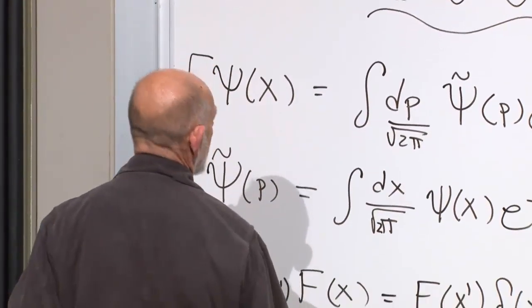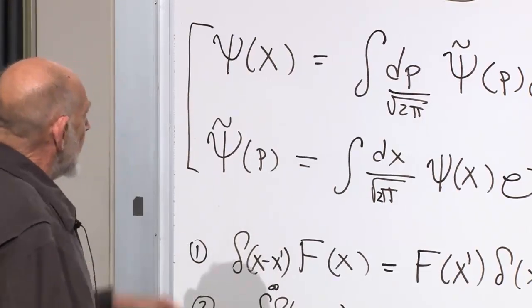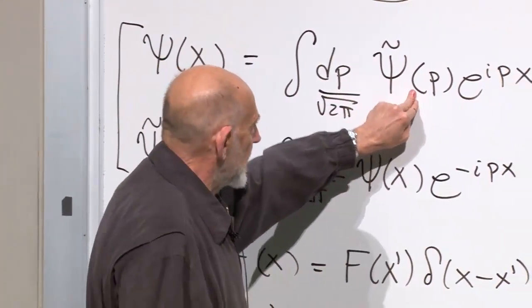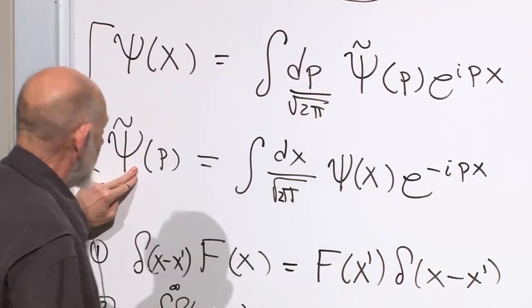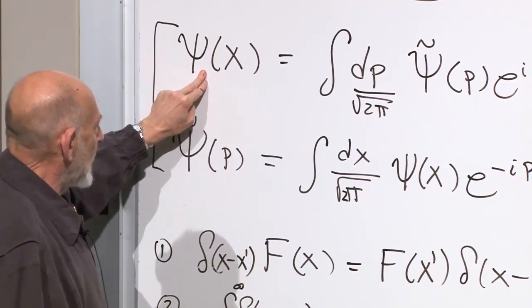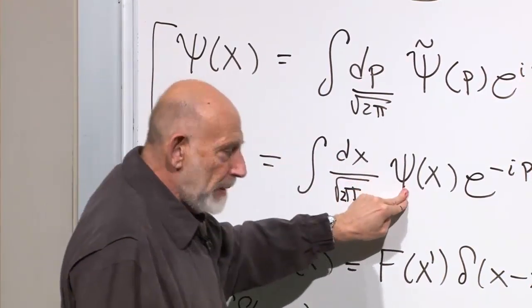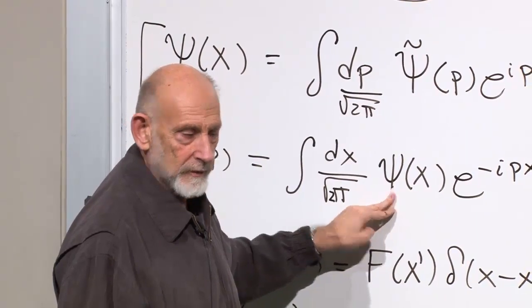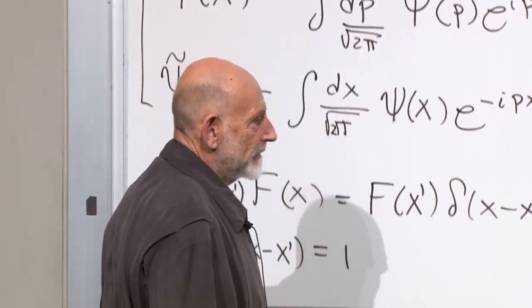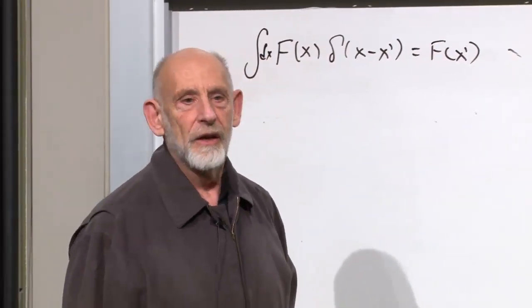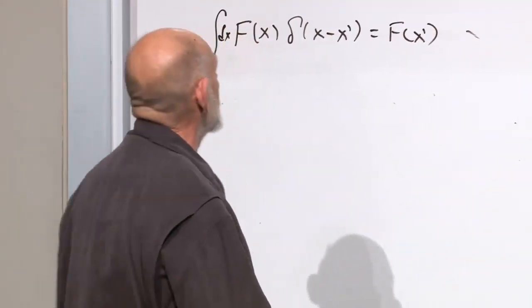Okay, now what I want to do is take the two top equations and put them together. I'm going to write that psi of x is equal to this thing, but then I'm going to plug in the second equation and re-express psi of x back in terms of the function psi of x itself. And let's see what we get. Either we'll get something completely trivially stupid, or we will learn something. And the fact is, we will learn something.